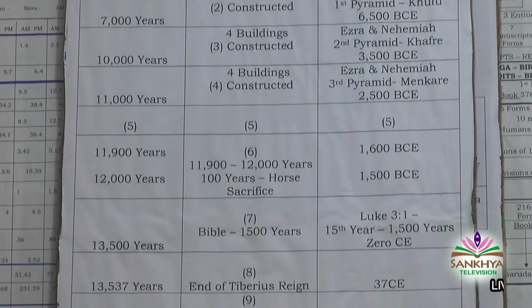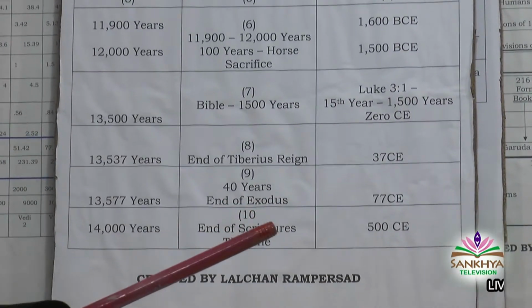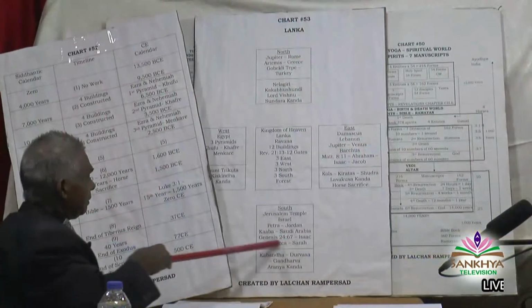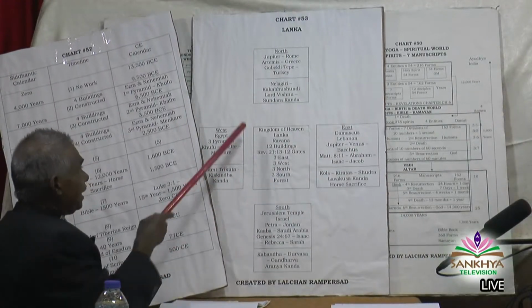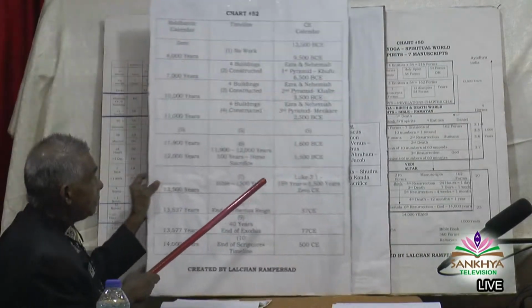From this chart, I will show how authors created a fixed timeline to construct scriptures of 12 buildings. That is chart number 53. So the authors present a fixed timeline for these 12 structures. So we are going to find out about that.